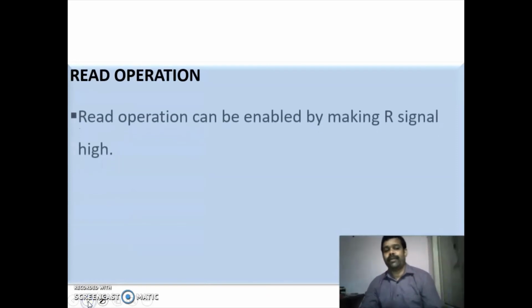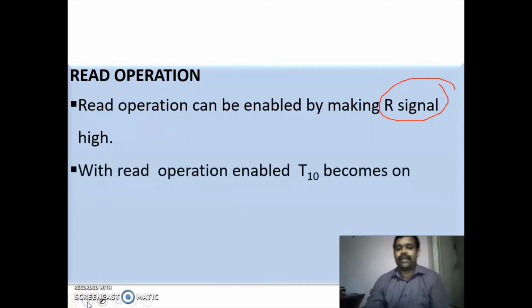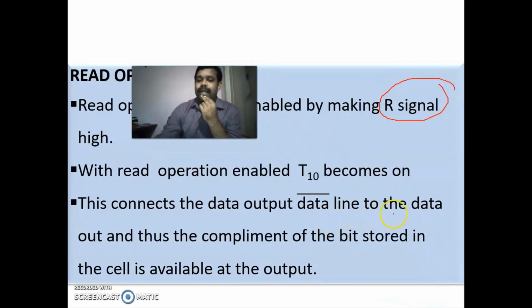Now we are going for the read operation. Read operation can be enabled by making the R signal high, read signal high. Then the transistor T10 becomes on. Once the read operation is enabled, the transistor T10 becomes on and connects the data bar line to the data out. The complement of the bit stored in the cell is available at the output. The output you are getting is the complement of the bit stored in the cell.